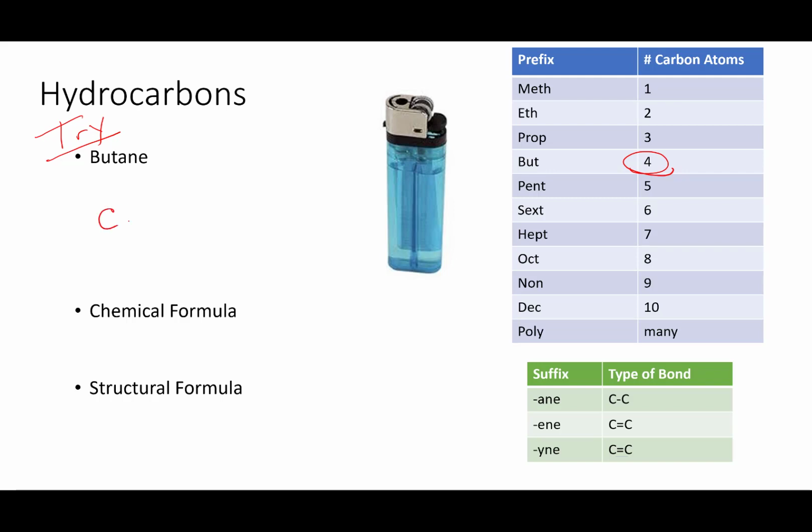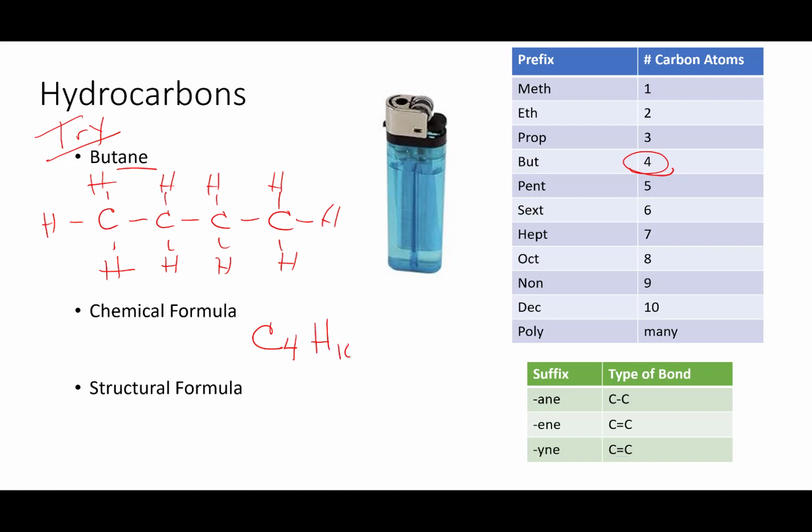But is 4. 1, 2, 3, 4. Ane is single bonds. 1, 2, 3, 4. Surround this fully with hydrogens. So 1, 2, 3, 4, 5, 6, 7, 8, 9, 10. That's my structural formula. Chemical formula: 4 carbons and 10 hydrogens is the chemical formula for butane.